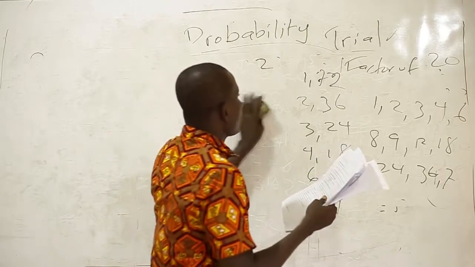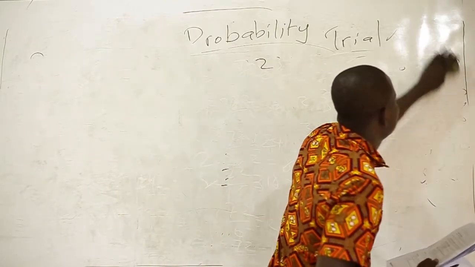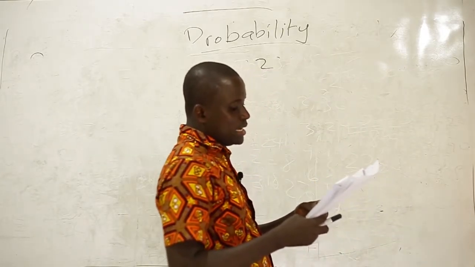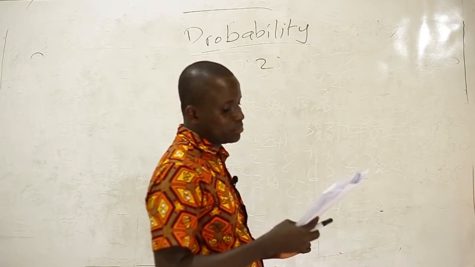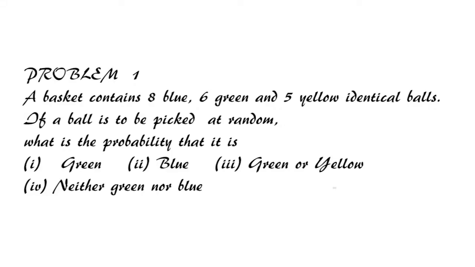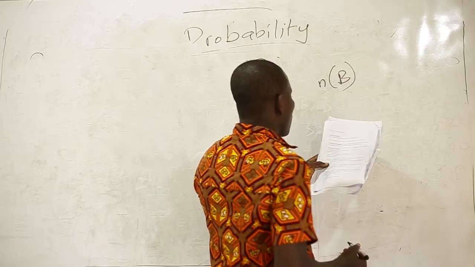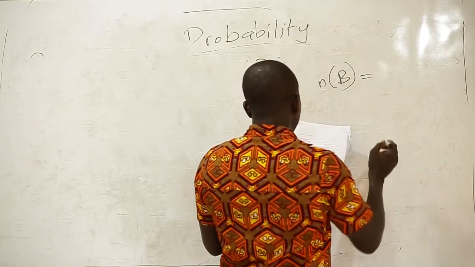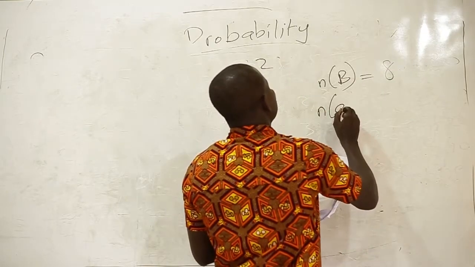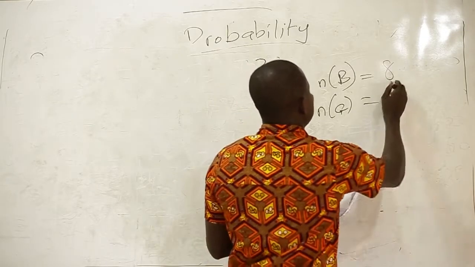So, problem number 1, or case 1, look at how you're going to go about it. Case 1 says identical objects with different characteristics. Problem 1. A basket contains 8 blue. 8 what? Blue. So, number of blue, where B represents the blue. So you can let B represent blue, that kind of preamble. Okay. Then, number of blue balls is equal to what? Is equal to 8. Number of green balls, N green, is equal to 6.